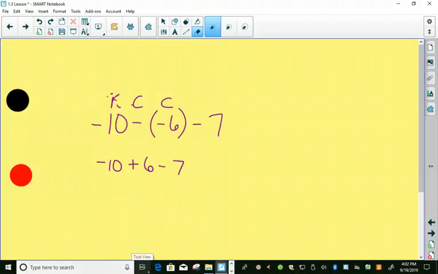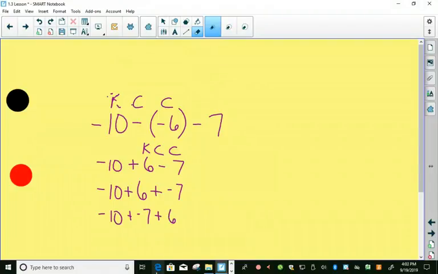I still have a subtraction problem, so I'm going to go ahead and keep change the second subtraction problem just to make everything addition. And I have negative 10 plus 6 stays the same. Subtraction changes to addition, and 7 will change to negative 7. And now I have negative 10 plus 6 plus negative 7. So to help me, I'm actually going to use the commutative property of addition and change the order of negative 7 and 6. So I get negative 10 plus negative 7 plus 6.